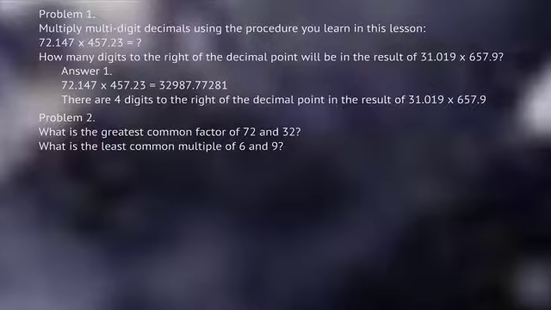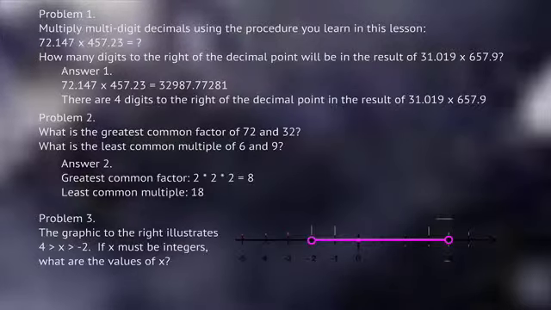Let's look at the second part. What is the least common multiple of 6 and 9? Well, we know from multiplication tables that the multiples of 6 are 6, 12, 18, 24. Multiples of 9 are 9, 18. Oh, look, there we have a common multiple. So 18 is a multiple of 6, 18 is a multiple of 9. So the least common multiple of 6 and 9 is 18.